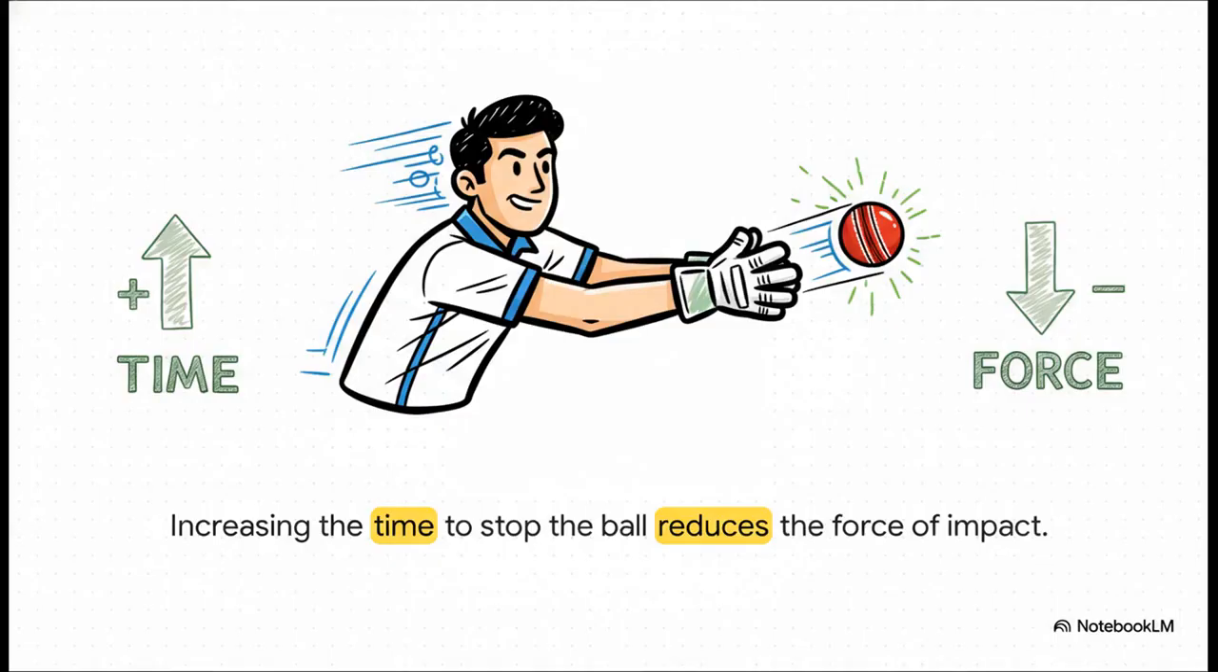And here is a fantastic real-world application of this law. Why does a cricket fielder pull his hands back when catching a fast ball? Think about it. By pulling his hands back, he is increasing the time it takes for the ball's momentum to become zero. And since force is the rate of change of momentum, if you increase the time, you reduce the rate of change, and that reduces the force of impact on his hands, which of course prevents injury.